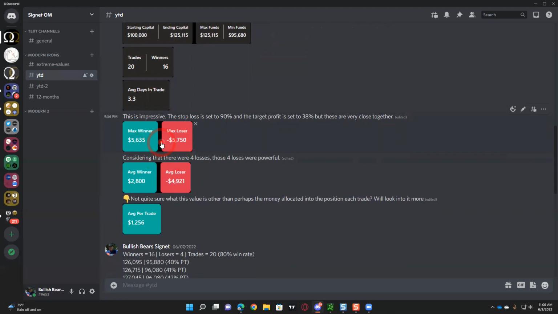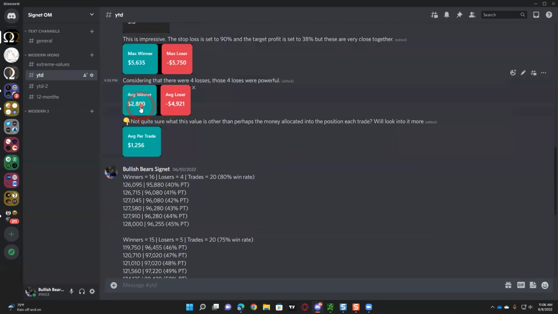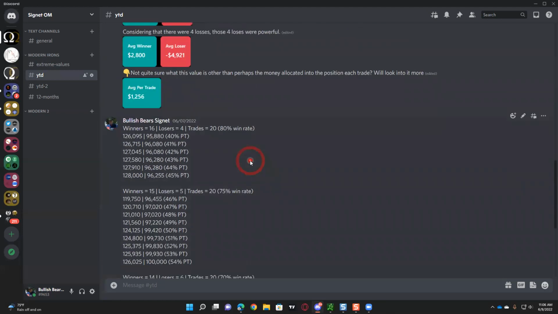That's right. So, shocking numbers. And then the average winner, 28, versus the average loser, 49. Now, here's where things start to trade a little bit. I was looking at that loss rate, and I wanted to know if I adjusted the target profit, when would I step up on my loss rate?